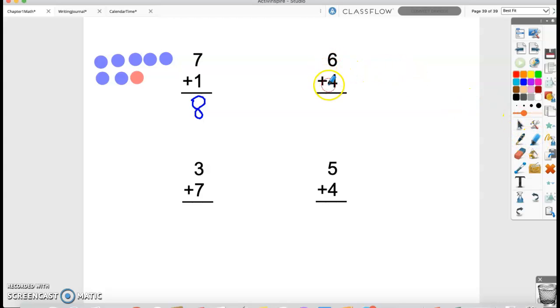6 plus 4. 1, 2, 3, 4, 5, 6. So we draw 5 across and then 1 more. Then 1, 2, 3, 4. So I know that my full 10 frame is filled, so I have 10.